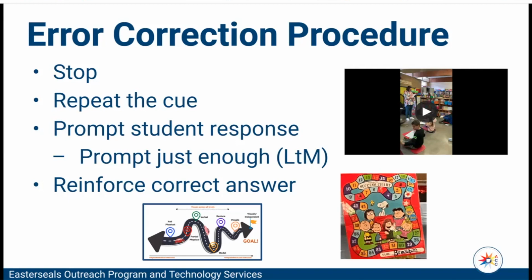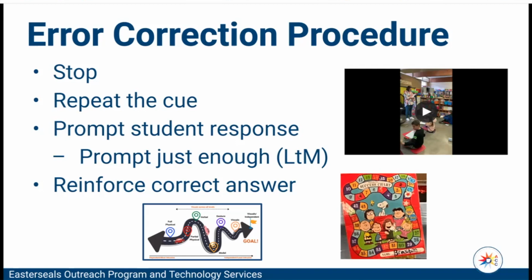That might look different in your classroom. You might be using a token board or another reinforcement system. Anything that Gretchen was mentioning might be something that you're using in your classroom. Just make sure that you're reinforcing the correct answers because we want to see more of those, right? So we're going to reinforce the things we want to see more of.